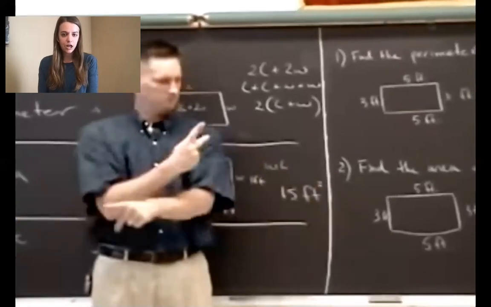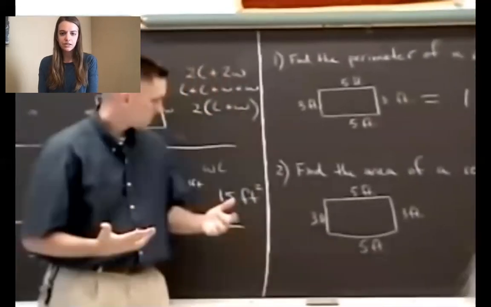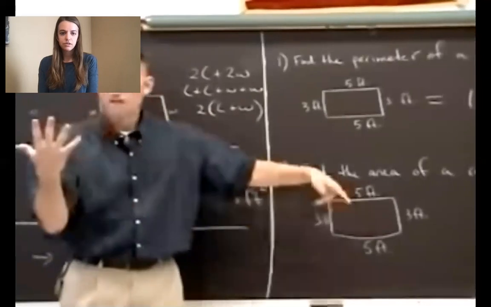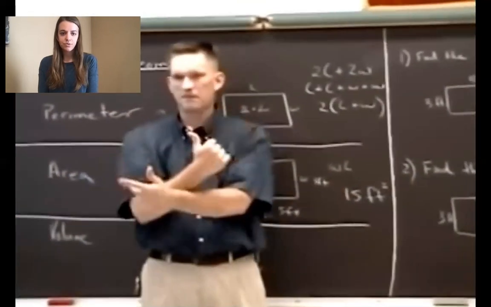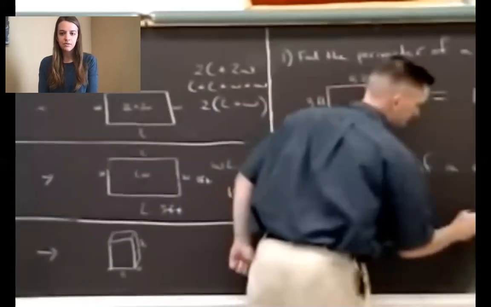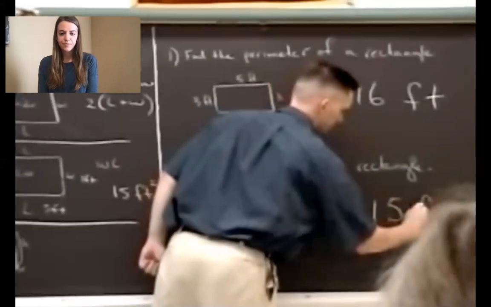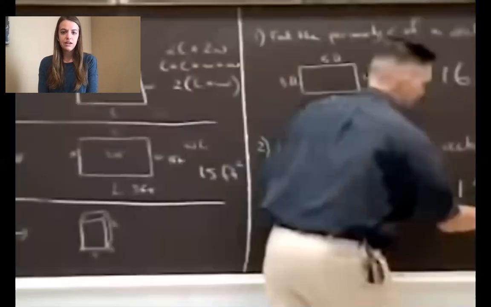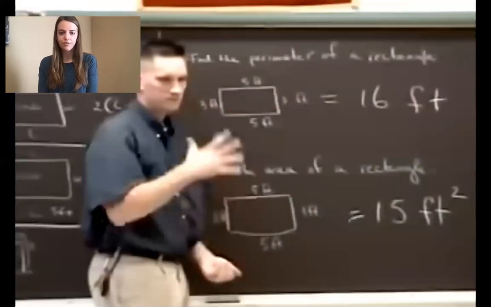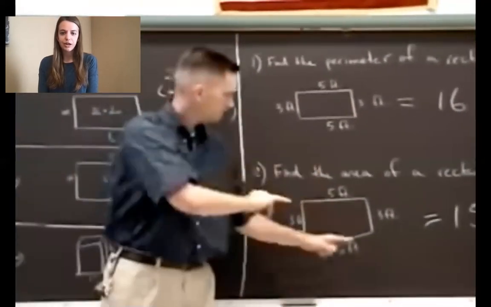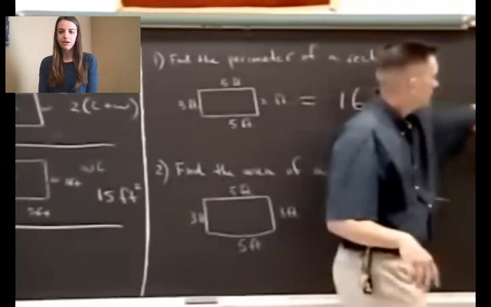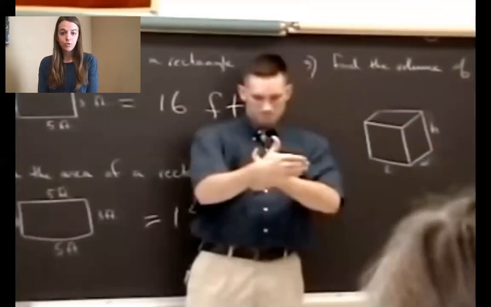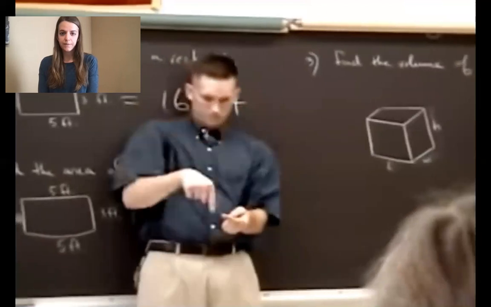Next, you're going to find the area. What's going to be the area of this? So you have 5 times 3, it's 15. So you're going to have 15 feet, and don't forget to put the square, the power of 2 up there, because you're multiplying 2 edges, the length and the width. Okay, good job. So now moving on to volume, you have a box here.